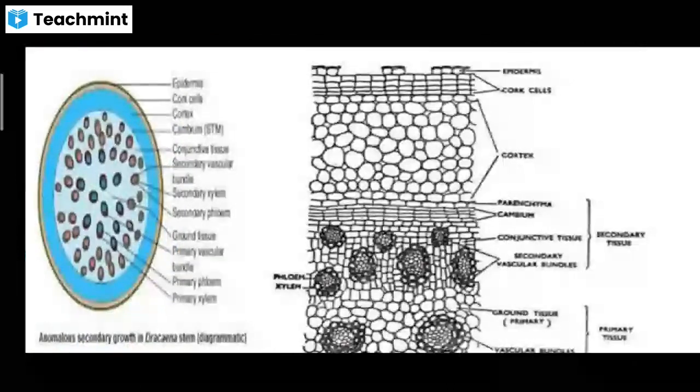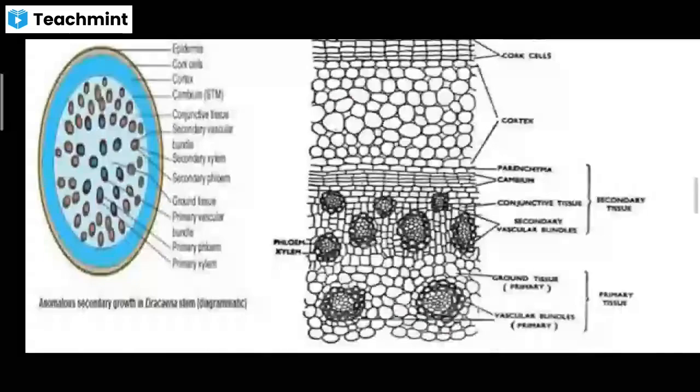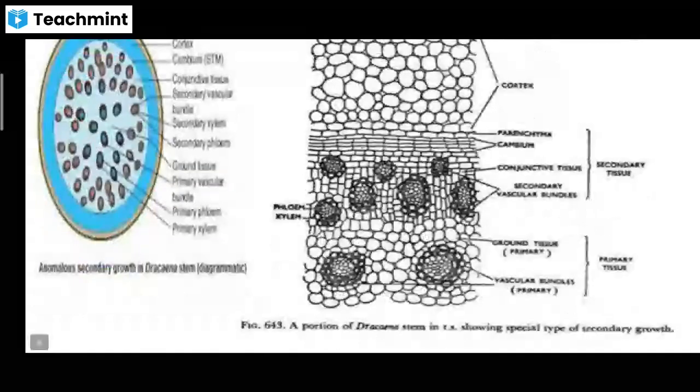Dracaena stem. Here you can clearly see the outer layer is the epidermis, which is followed by the cork cells. Then below the cork cells there is the cortex region, which is made up of parenchymatous cells. Then below the cortex the cambium will be formed, and in that cambium there are conjunctive tissues, and these make the xylem and phloem. Then at the center there are also the vascular bundles which are present in the ground tissues.